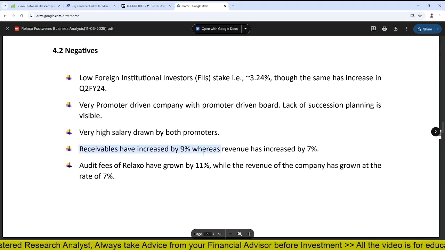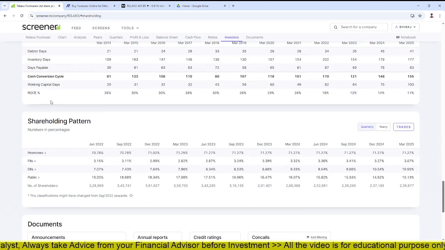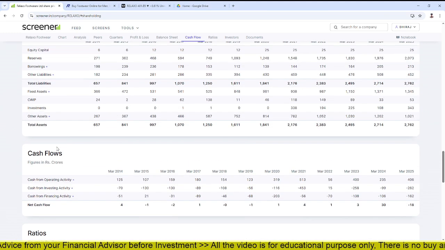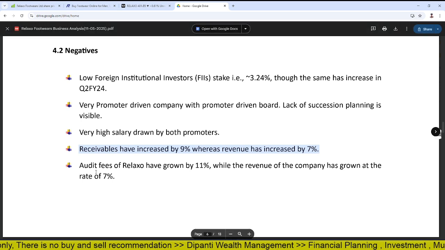Receivables have increased by 9%, whereas revenue increased by 7%. So there are some trade receivables, and it is not a good sign. That means the money is not coming into the company's hand, and revenue growth is only 7%, where they are targeting double digit. Again, it is a very negative sign.